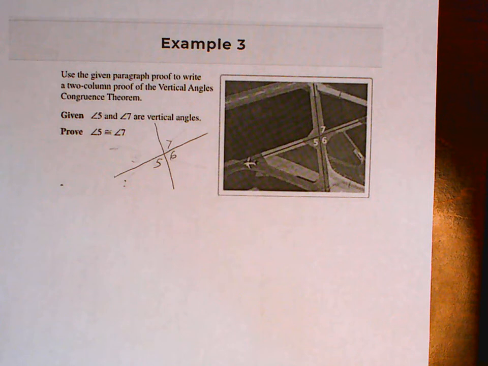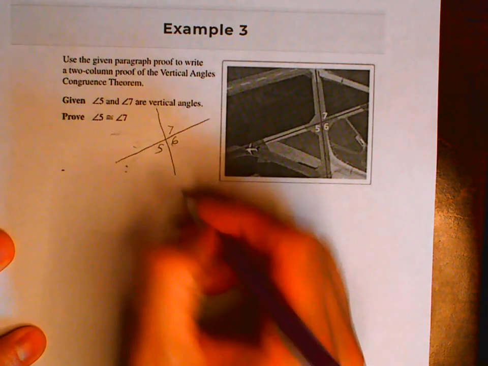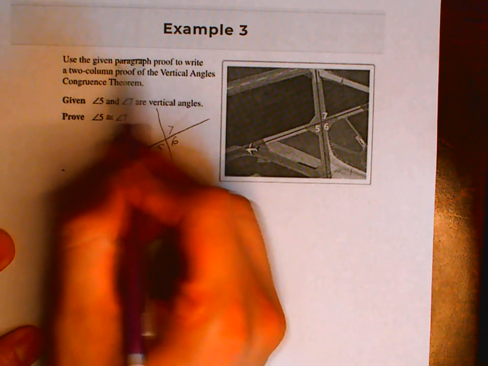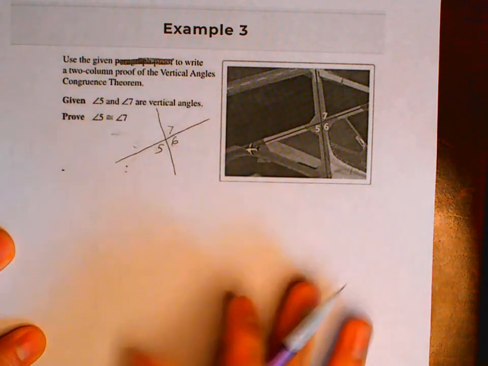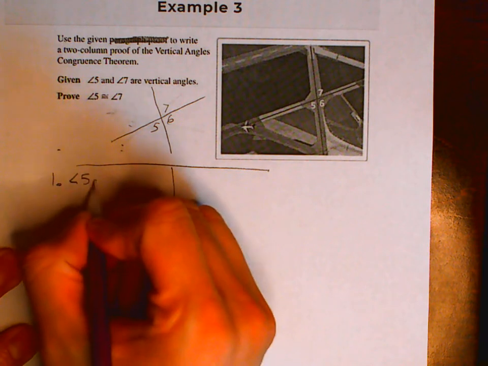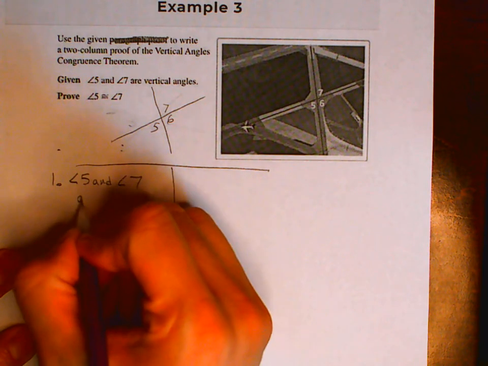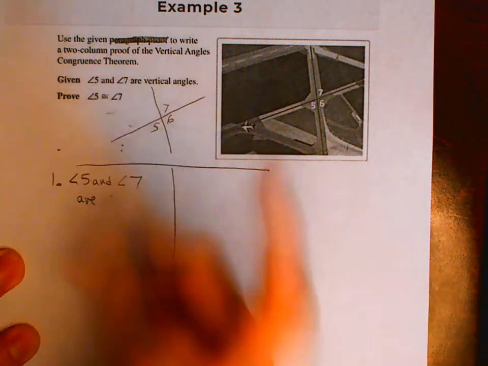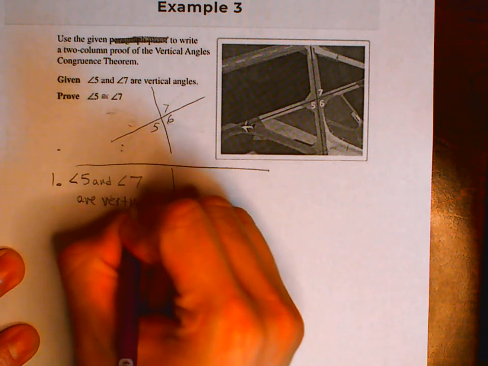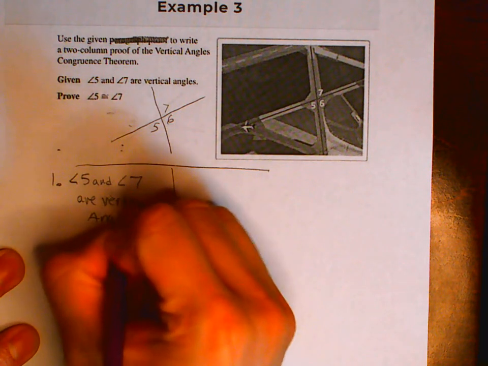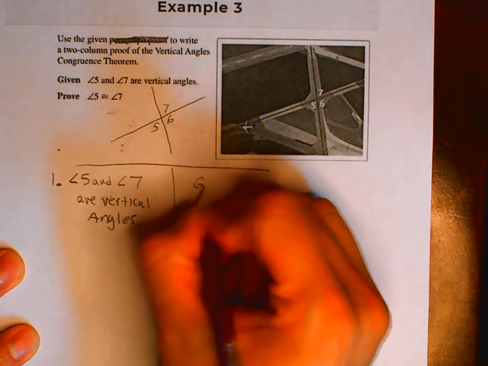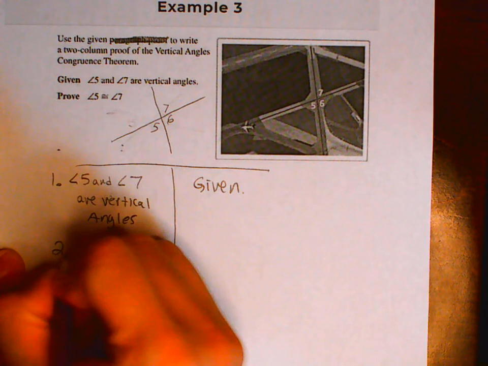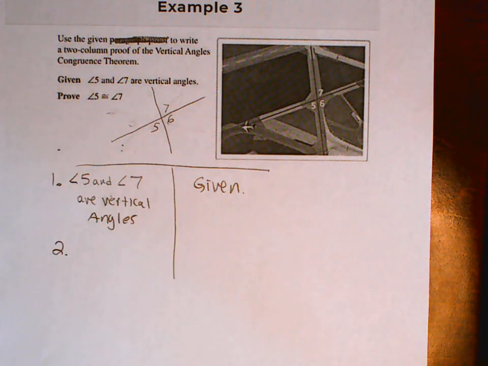Okay? So, let's set up our two columns. Now, I know it says write a paragraph proof. Don't worry about the paragraph proof. Let's write a two-column proof. Two-column proofs are fun. Okay, so first step: angle 5 and angle 7 are vertical angles. That's given.